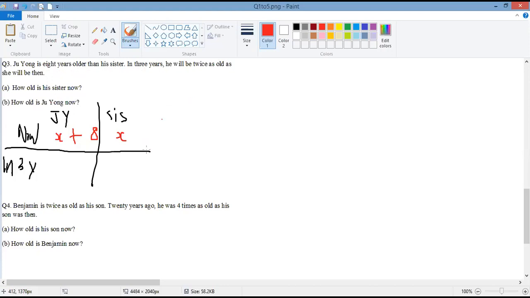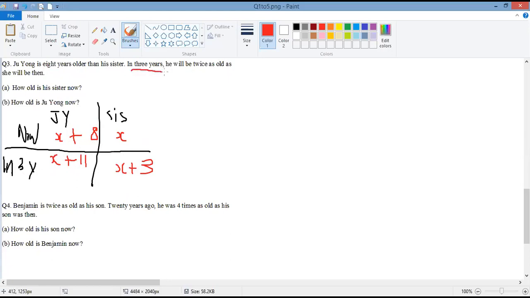So in 3 years, he will be twice as old. So after 3 years, before you look at the second sentence, in your table, in 3 years means after 3 years, so the age of the sister will become X plus 3. And the age of Juyong will become X plus 8 plus 3, means X plus 11. Because 8 plus 3 after 3 years will become 11.